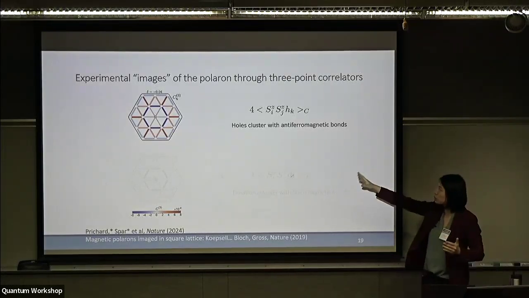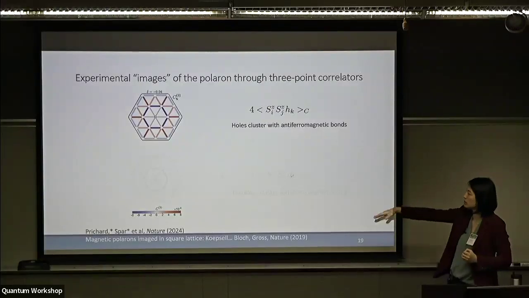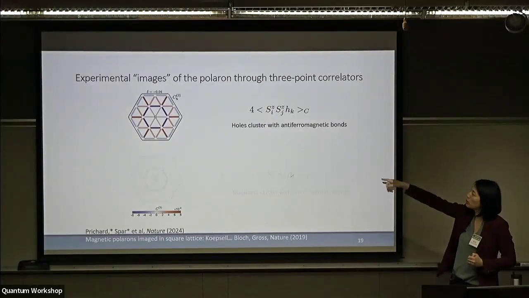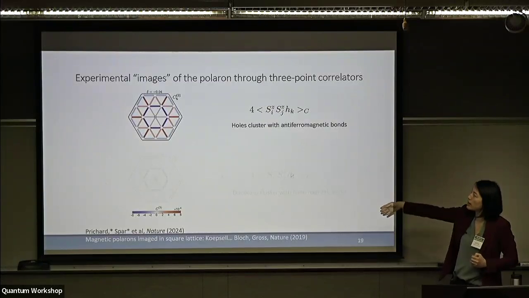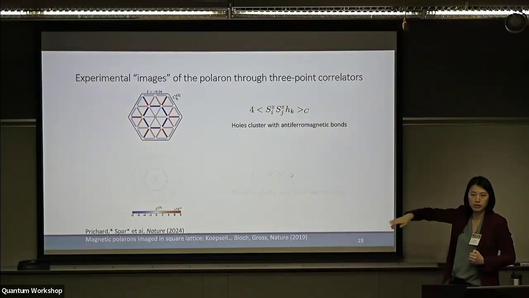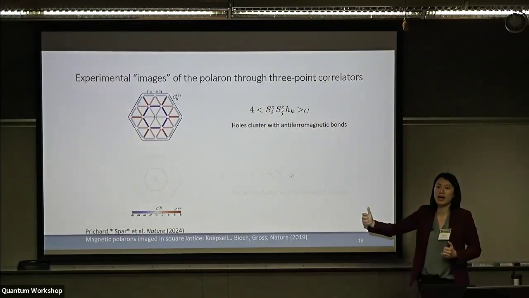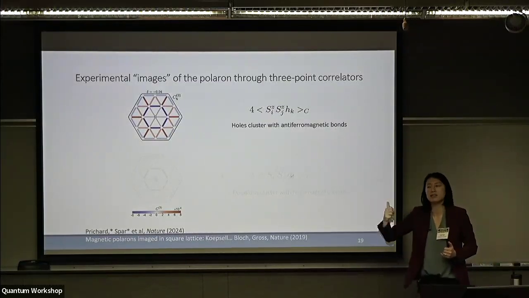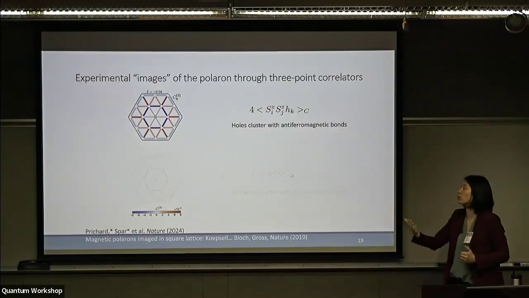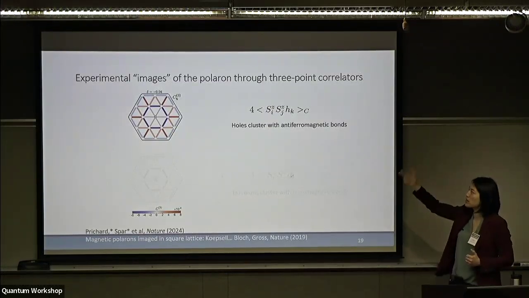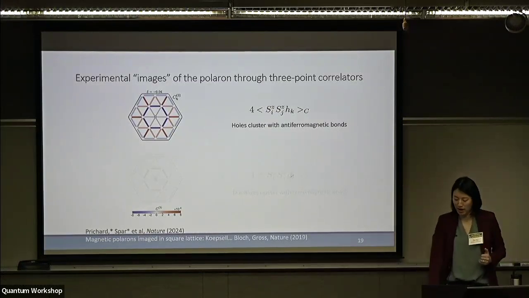So this picture here is not a cartoon, it's actual data with a color map on the bottom. If we have a hole in the center, the next nearest neighbor bonds on all of the adjacent plaquettes are more likely to be antiferromagnetic, more likely to be negative compared to a background with no hole. And this actually flips sign, goes to red, for the next layer around.